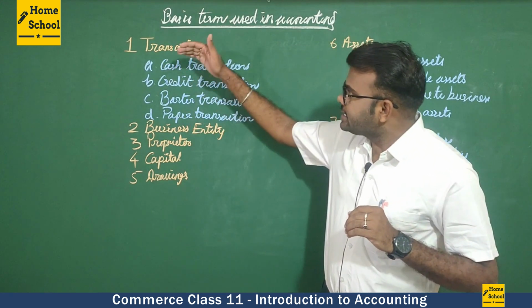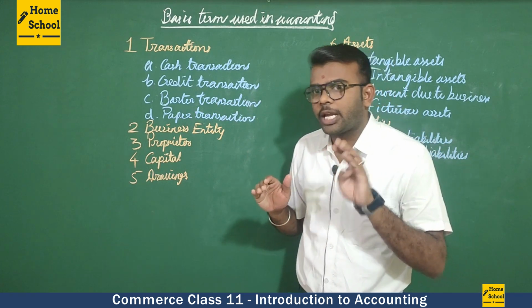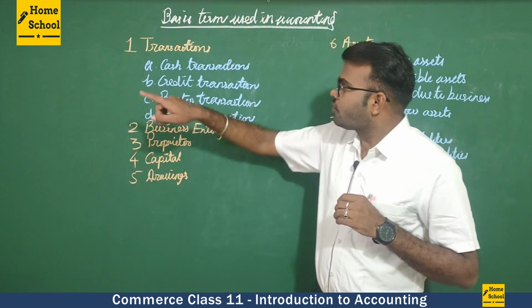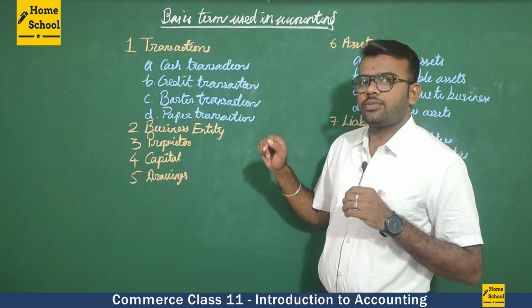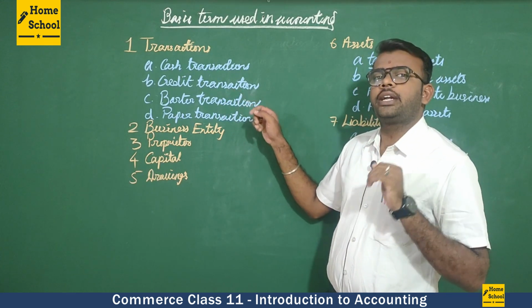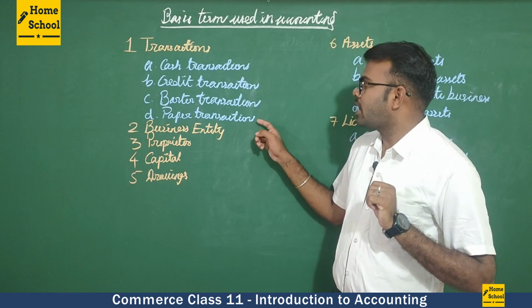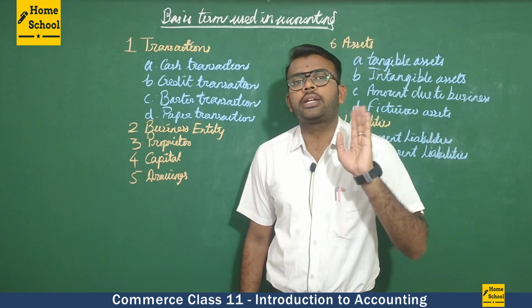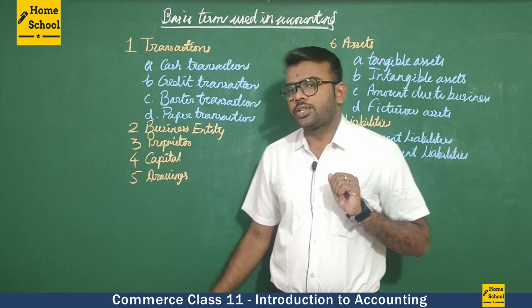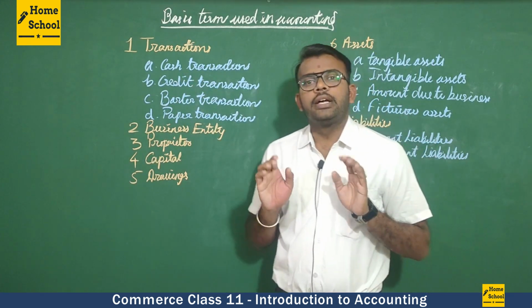Now in the transaction we have 4 different types of transactions. The first one is the cash transaction, then we have the credit transaction, then the barter transaction, and at last we have the paper transaction. Okay, so cash transaction. Simple.